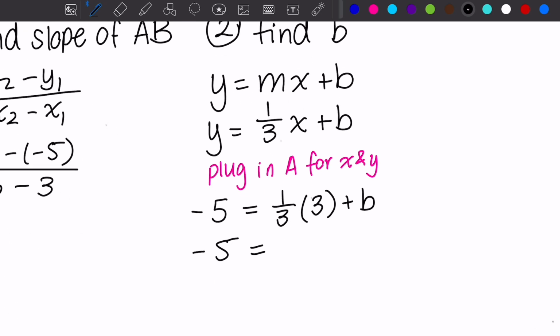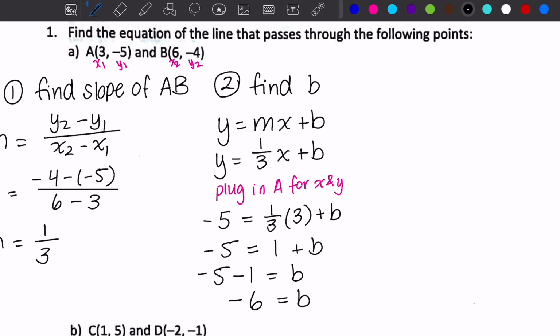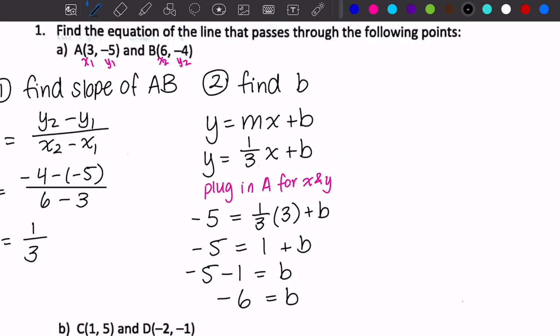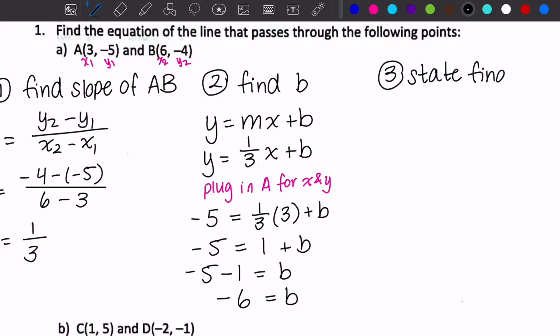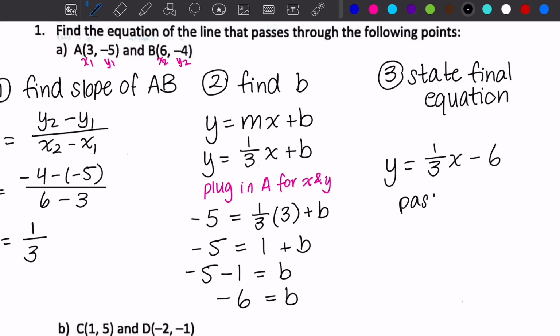Negative 5 is equal to 1/3 times 3. What is that? Just 1, exactly, plus b. And then how do I get b alone? I subtract 1 on both sides. So negative 5 minus 1 equals b, which simplifies to negative 6. We don't just end there, right? It asks you for an equation. So your last step, step number 3, is to state your final equation, using mx plus b. So I'm going to say y equals 1 over 3x minus 6, and that passes through A and B.